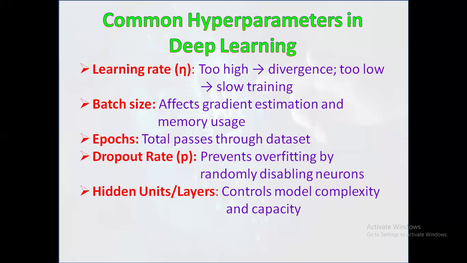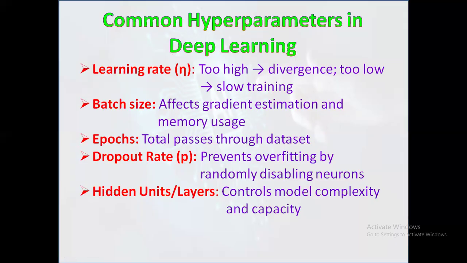Next, common hyperparameters in deep learning. Learning rate. Too high means divergence will occur, and too low means slow training. The learning rate controls how much model weight changes during each update. A high value may cause overshooting and instability, while a low value slows down convergence and may get stuck in local minima.